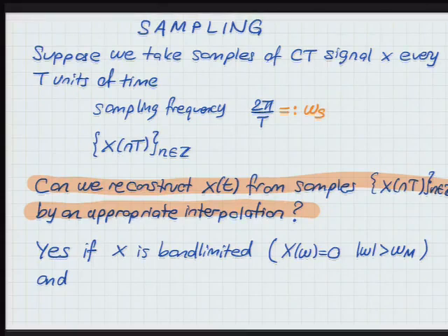So the rule is that you have to select your sampling frequency to be at least, actually strictly bigger than 2 times the bandwidth. Okay?